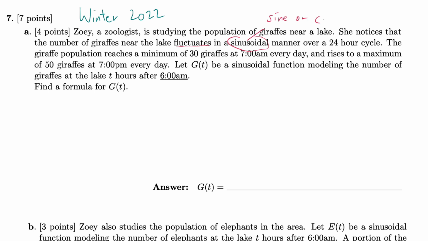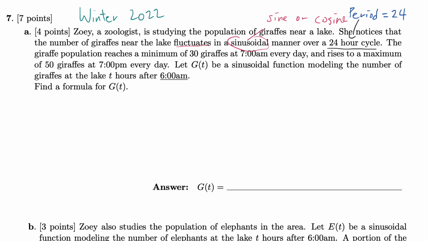It really does not matter. And if you think about it, we can horizontally shift sine to get cosine. So there's really no difference between them if we are allowed to horizontally shift. Anyway, so it's a sinusoidal manner over a 24-hour cycle. So that's already telling us some important information. In particular, that the period of this graph is 24.